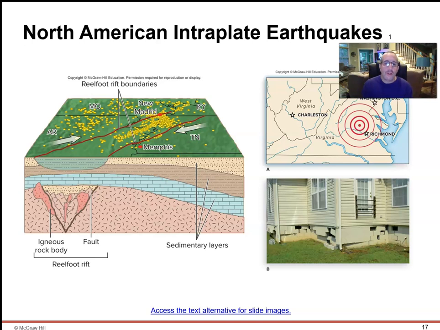It was noted in one city in New Madrid, Missouri, that the river actually flowed backwards upstream for a period of time because of the shaking and the displacement in the ground. So this was a very, very large earthquake. Do we have the potential for that to happen again?